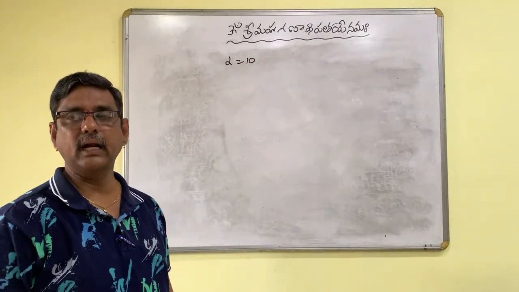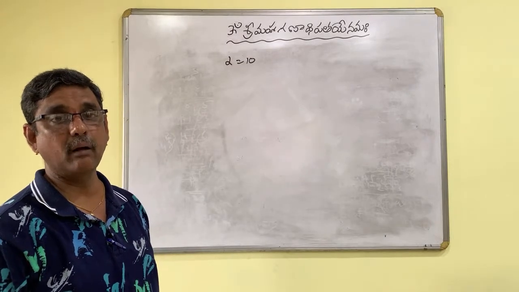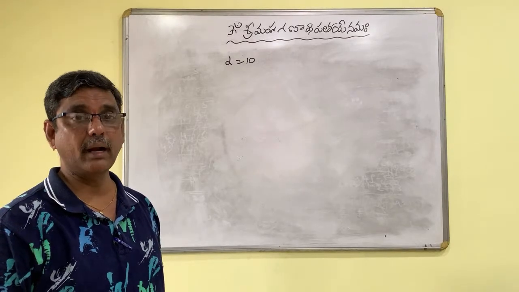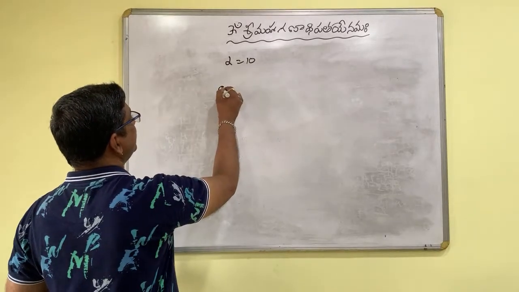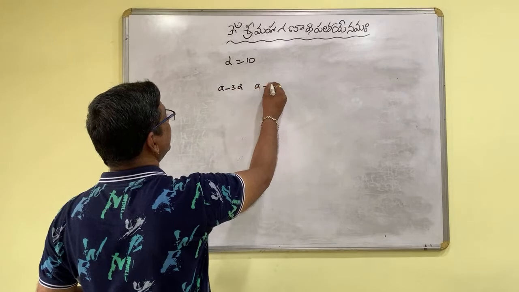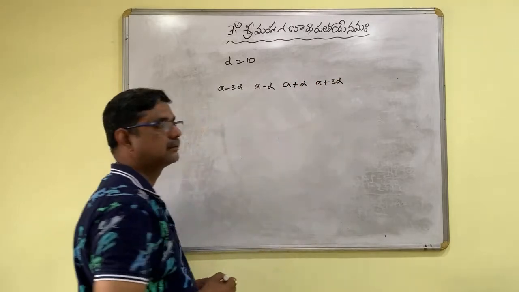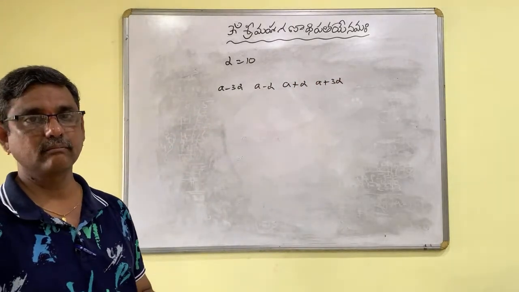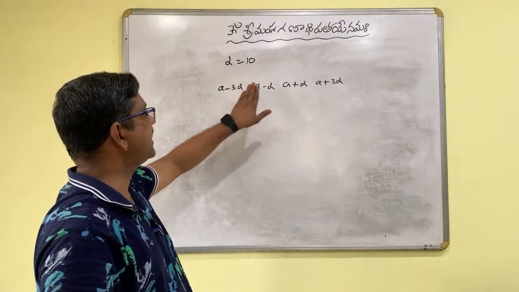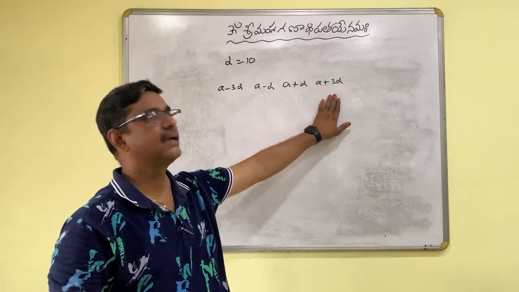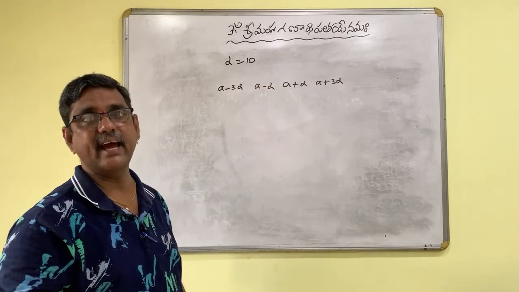Now angles in a quadrilateral are 4. That means the problem is talking about 4 numbers which are in AP. So how should we let the angles be? A minus 3D, A minus D, A plus D, A plus 3D. You have to take like this, because it is given they are in AP.